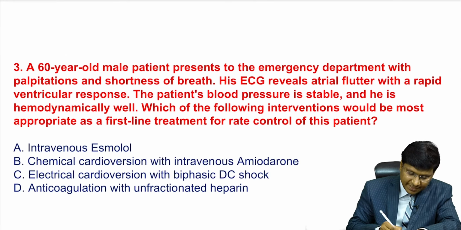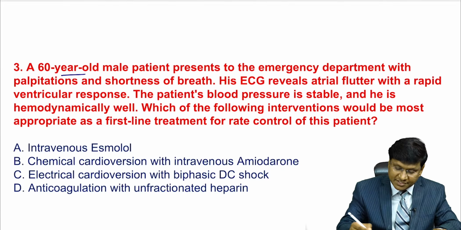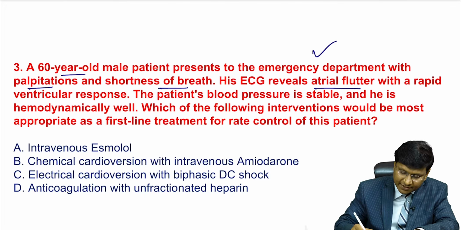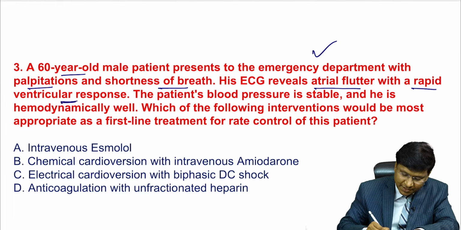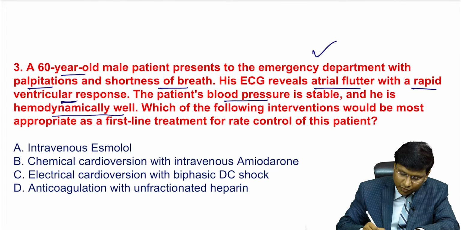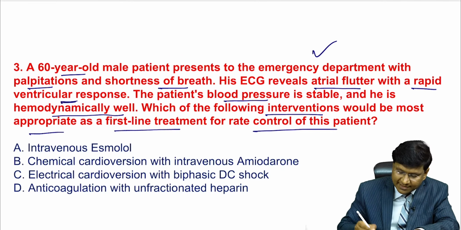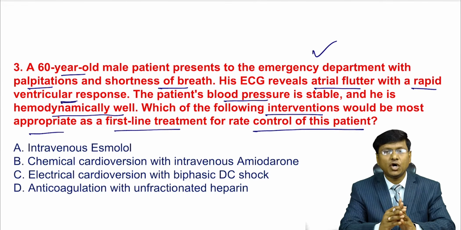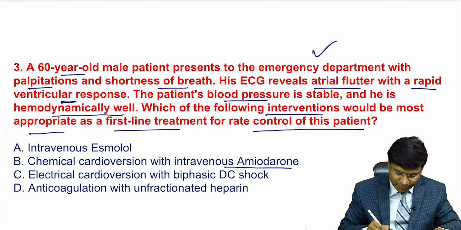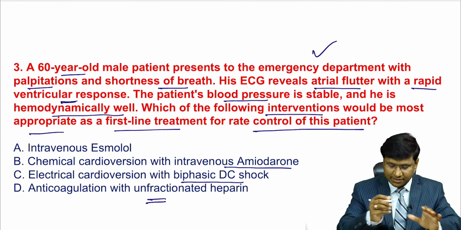Next question. A 60-year-old male patient presents to the emergency department with palpitations and shortness of breath. The ECG reveals atrial flutter with rapid ventricular response. The patient's blood pressure is stable and he is hemodynamically well. Which of the following interventions would be most appropriate as the first line treatment for rate control of this patient? The options are intravenous esmolol, chemical cardioversion with intravenous amiodarone, electrical cardioversion with biphasic DC shock, anticoagulation with the unfractionated heparin.